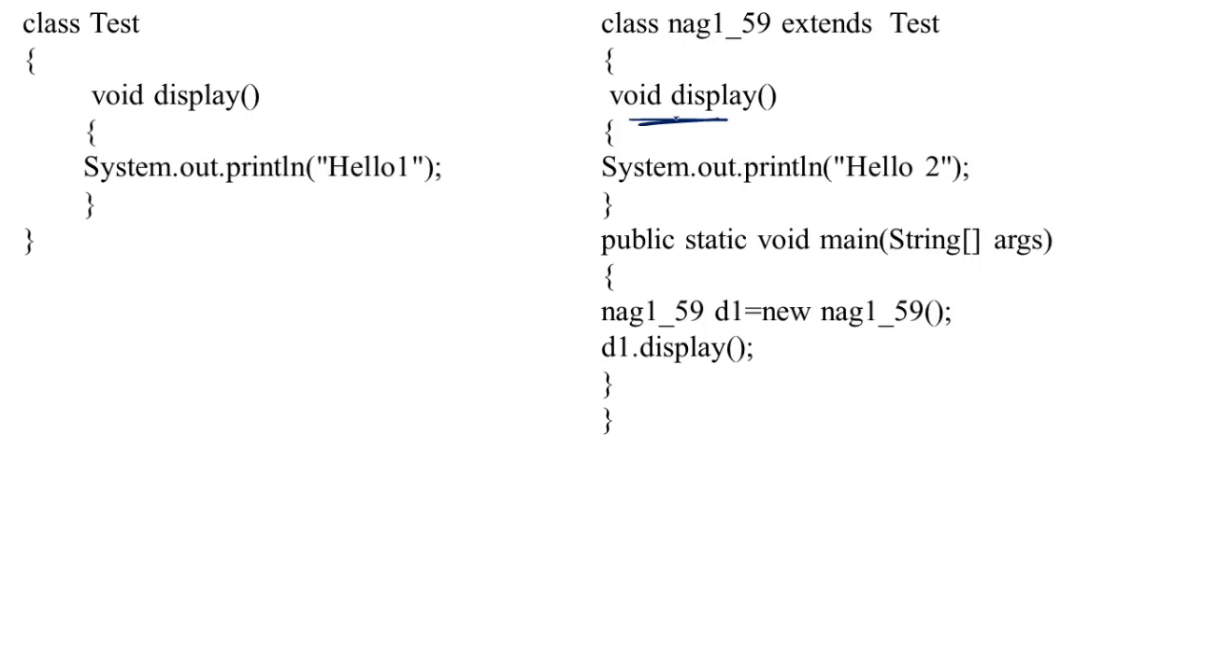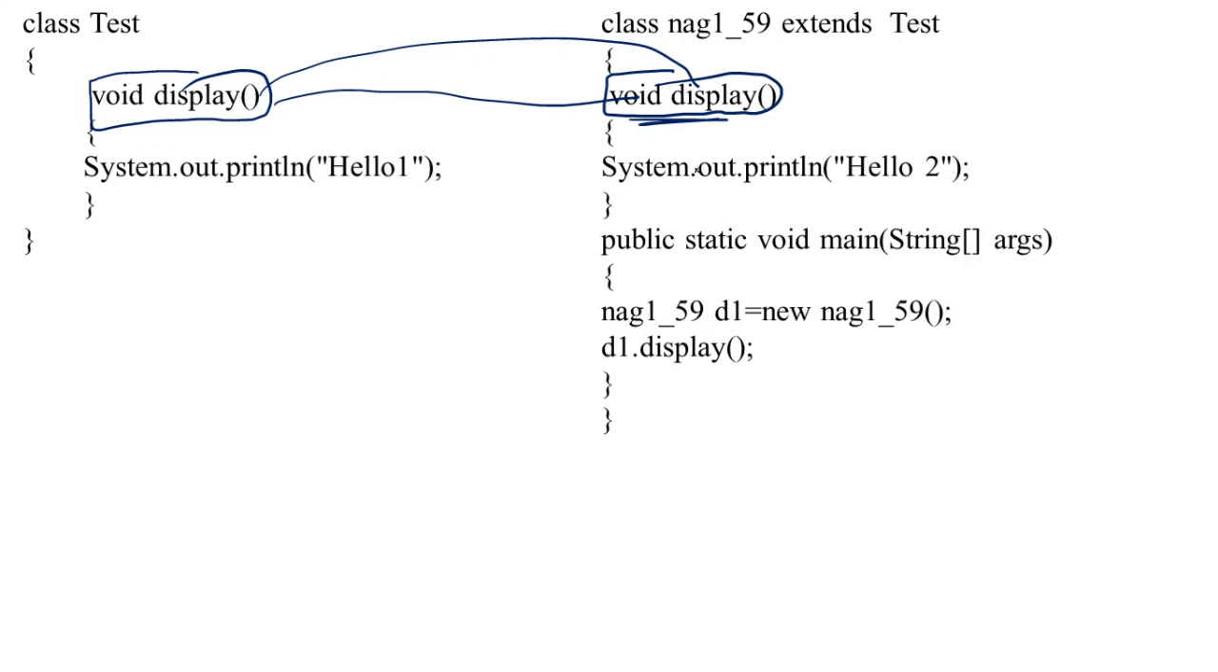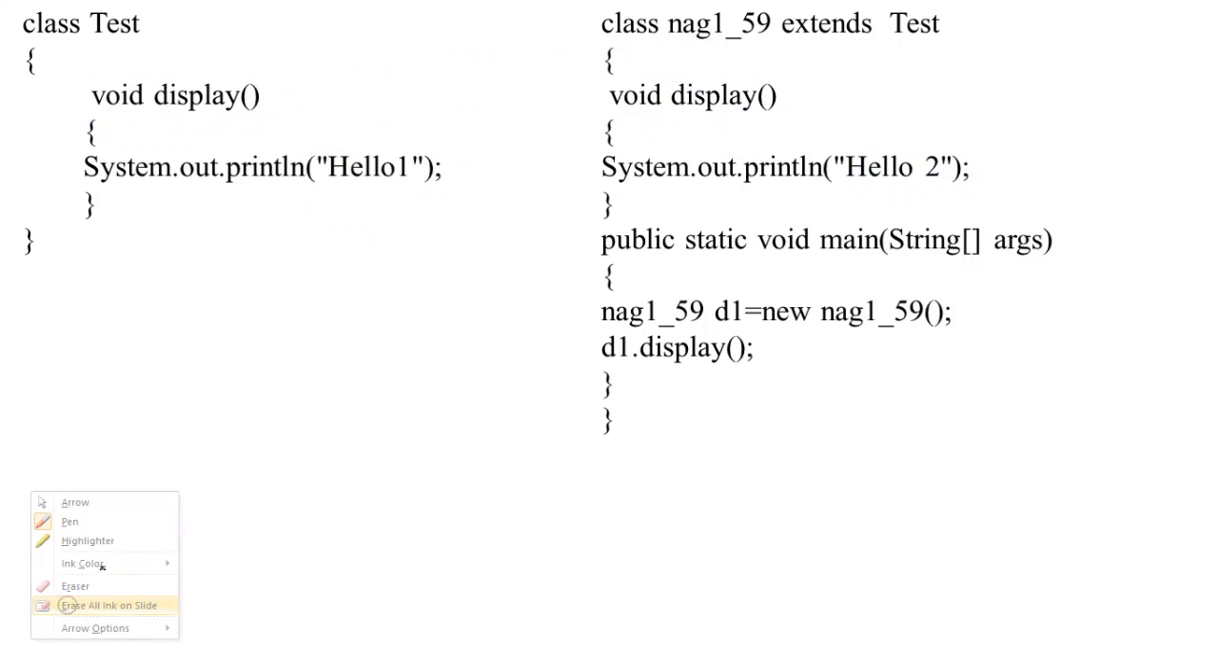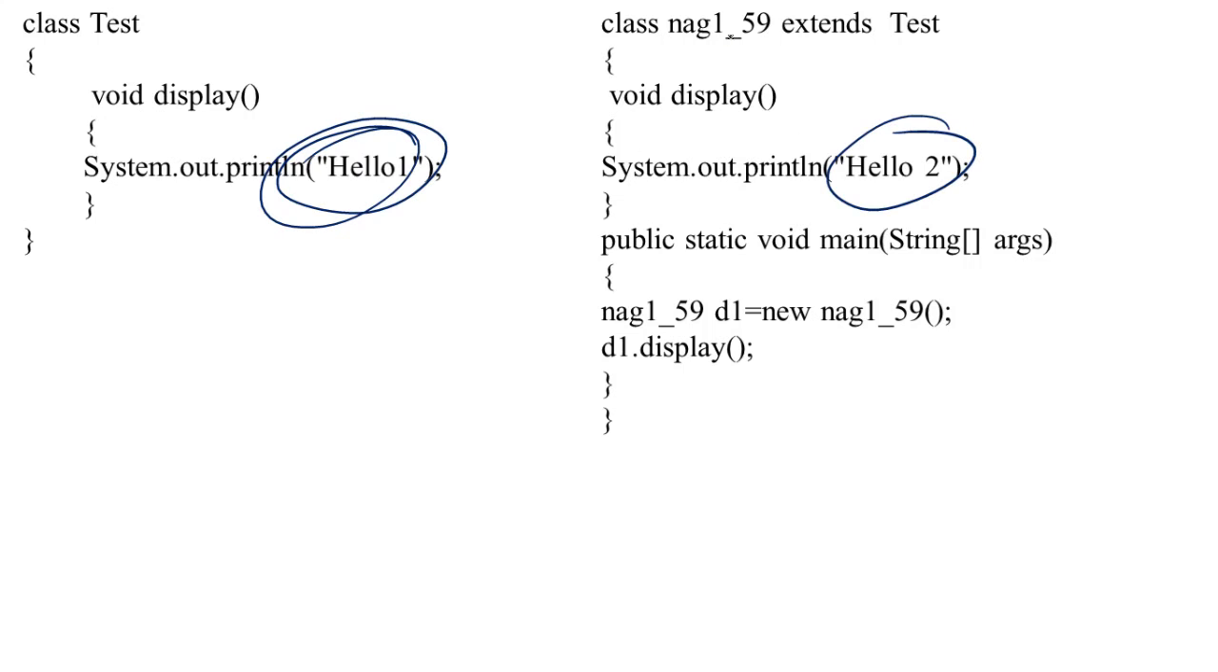Again, void display. Just observe, in my superclass I have void display. In my subclass also I have void display. Their return type is the same, their name is also the same, but they have a different body. Here I am displaying hello one, here I am displaying hello two. It differs in terms of body. In the class Test, we have display where we are displaying hello one, but in the class nog1_59 we are displaying hello two. Just observe carefully.